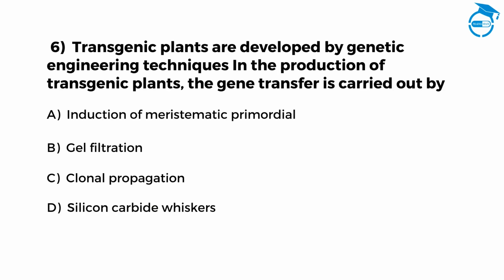Transgenic plants are developed by genetic engineering techniques. In the production of transgenic plants, the gene transfer is carried out by: option A, induction of meristematic primordial; option B, gel filtration; option C, clonal propagation; option D, silicon carbide whiskers. Your time starts now.